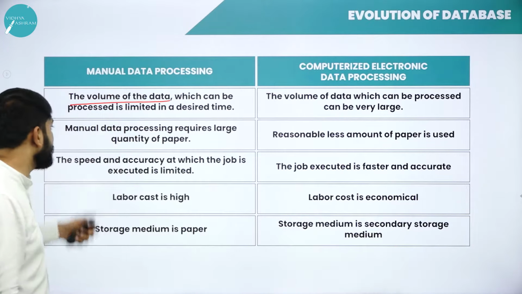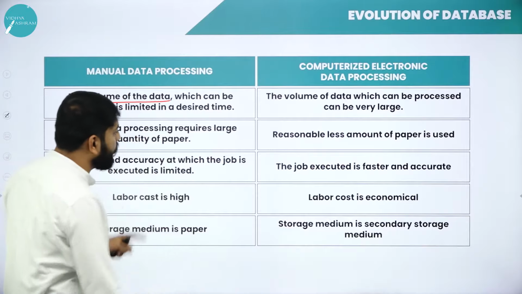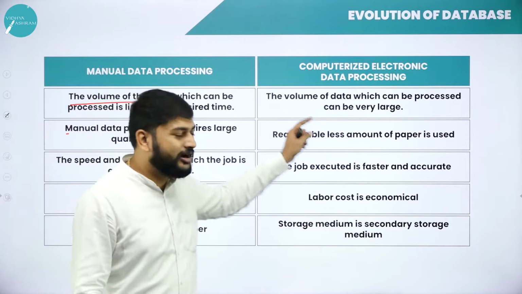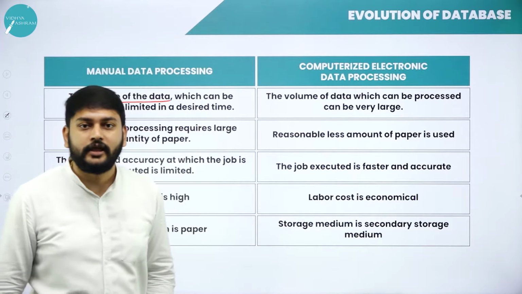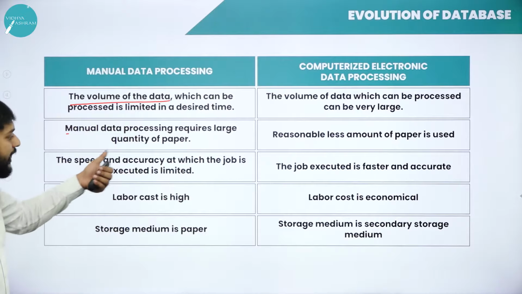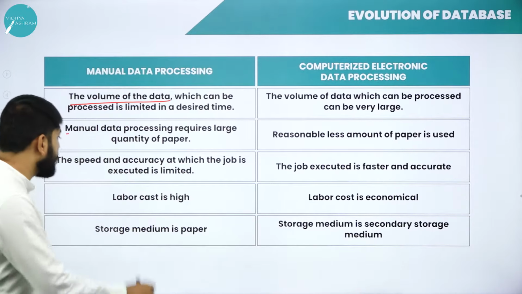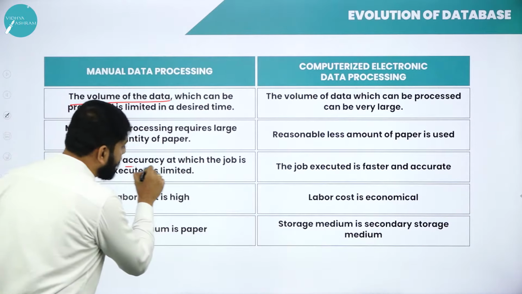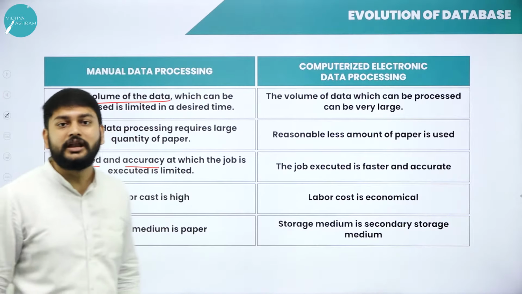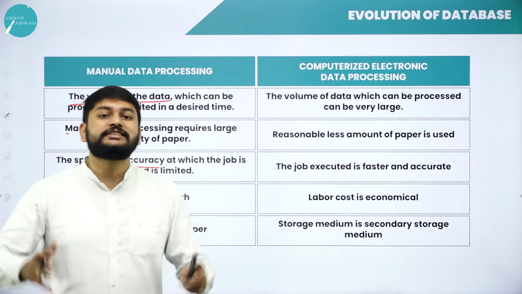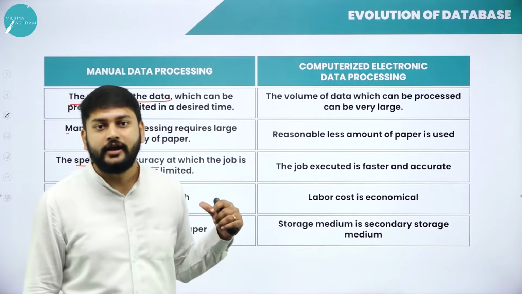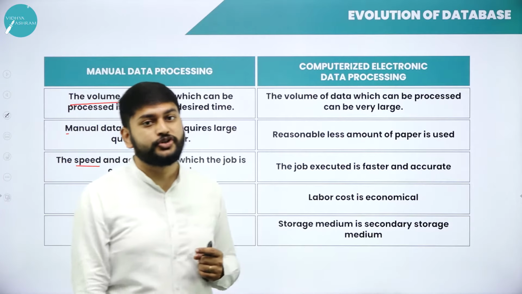What is the second point that I have? Manual data processing requires a large quantity of paper. Here I use more paper, but here I use less paper. So that is the second point that you should understand. What is the third point? Speed and accuracy. Please remember, the speed and accuracy at which the job is executed is limited in manual processing, but it is not like that here. It is faster when compared to that. So that is one more point that you should remember.